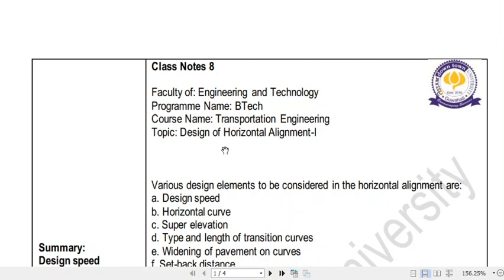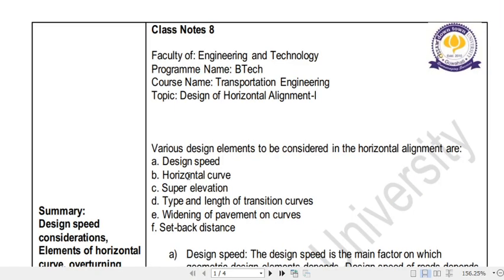In today's class, we'll cover design of horizontal alignment. Basically, this chapter we'll be completing in six video lectures. There are different components or elements of the horizontal alignment, and they are design speed, horizontal curve, super elevation, type and length of the transition curve, extra widening provided in the pavement surface, and setback distance. So these are the different elements which we need to cover in these classes.